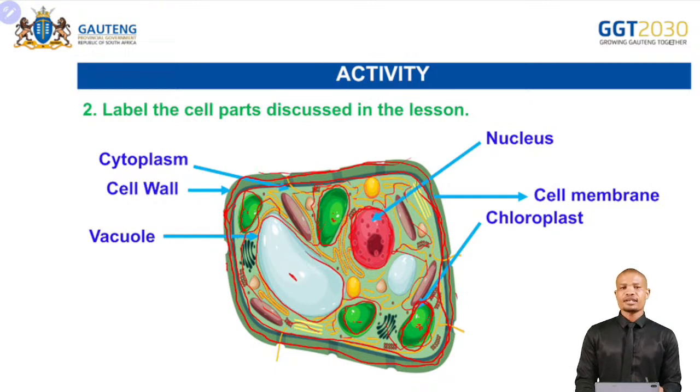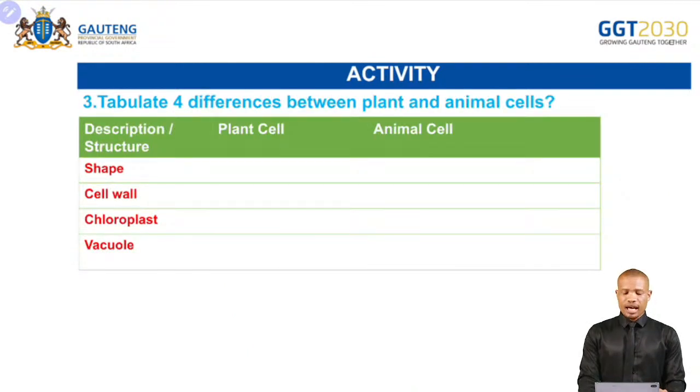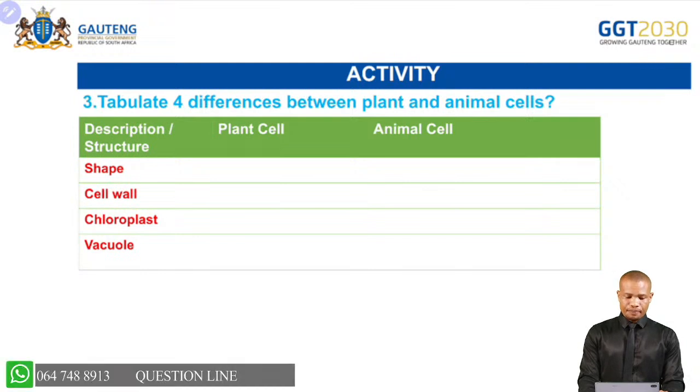Yes, that's correct. It controls what enters or leaves the cell, and it is selectively permeable. Okay, let us continue. Now, here is the third question. Tabulate 4 differences between plant and animal cells in terms of shape, cell wall, chloroplast, and the vacuole. So let's talk about that.